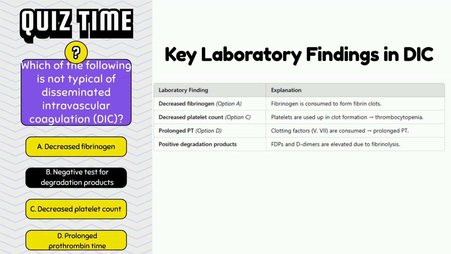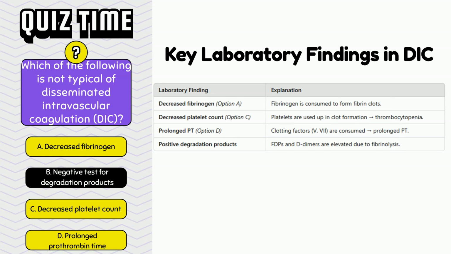The key laboratory findings associated with DIC include: A. Decreased fibrinogen concentration. Fibrinogen is consumed in the formation of fibrin clots during DIC. As clotting factors are used up, fibrinogen levels typically decrease in DIC. C. Decreased platelet count. Platelets are consumed in the formation of clots, so the platelet count is usually decreased in DIC. This is part of the thrombocytopenia seen in DIC.